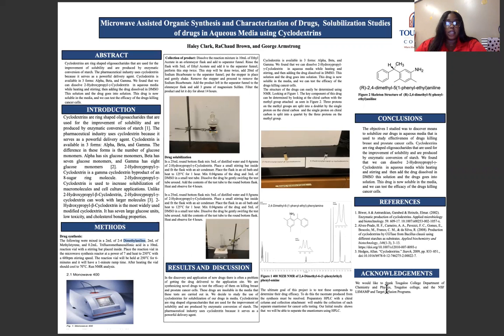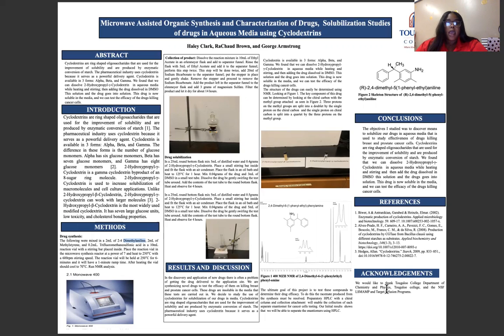2-hydroxypropyl gamma cyclodextrin is a gamma cyclodextrin byproduct of an 8 sugar ring molecule. It is used to increase solubilization of macromolecules and in cell culture applications. Unlike 2-hydroxypropyl beta cyclodextrin, 2-hydroxypropyl gamma cyclodextrin can work with larger molecules. 2-hydroxypropyl beta cyclodextrin is the most widely used modified cyclodextrin. It has 7 large glucose units, low toxicity, and cholesterol binding properties.